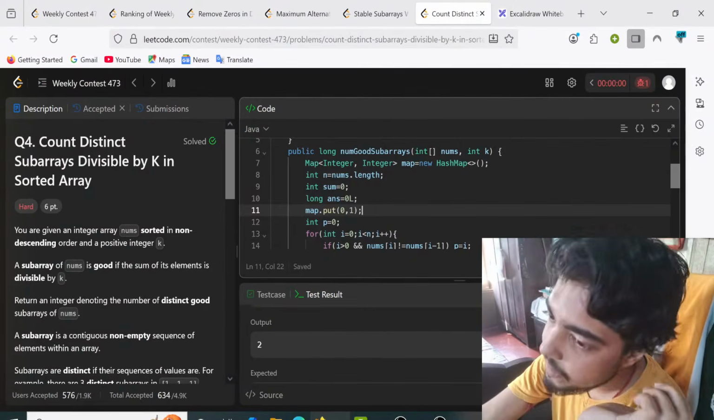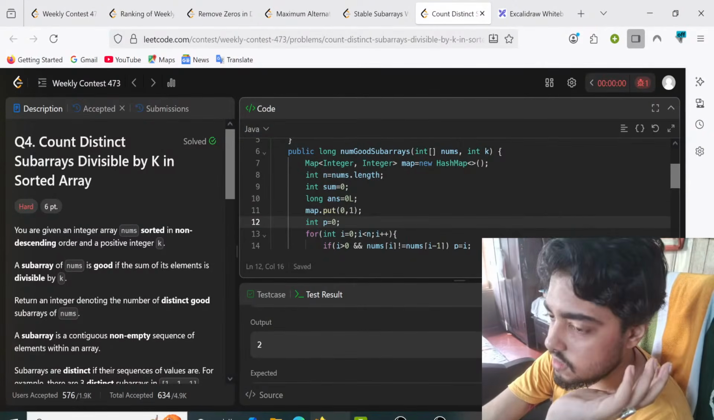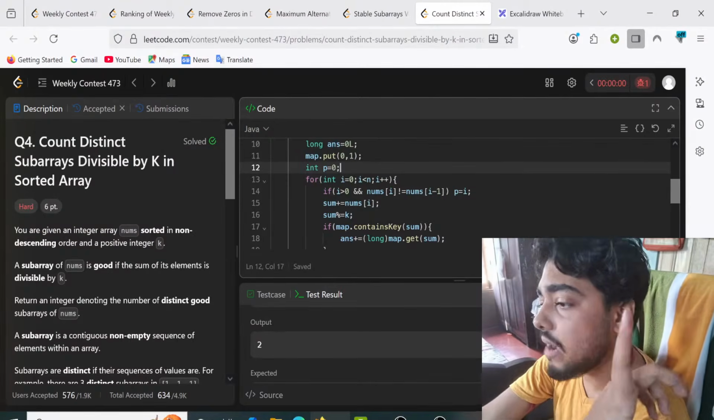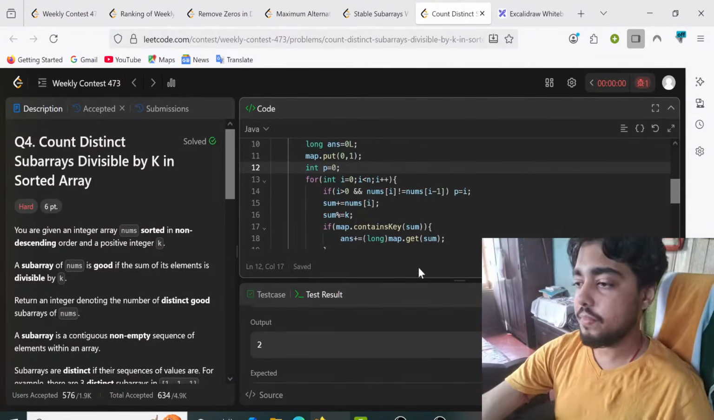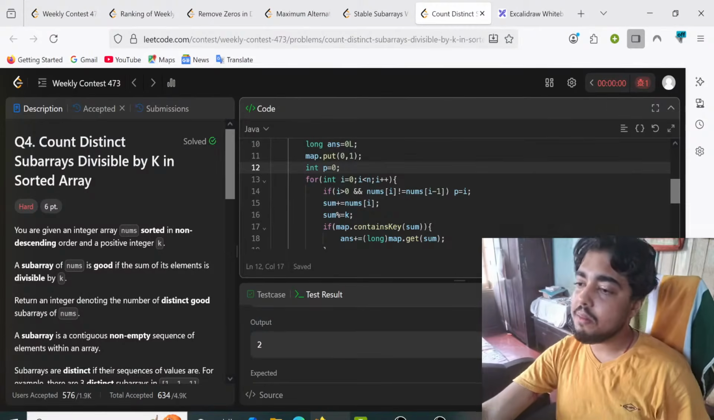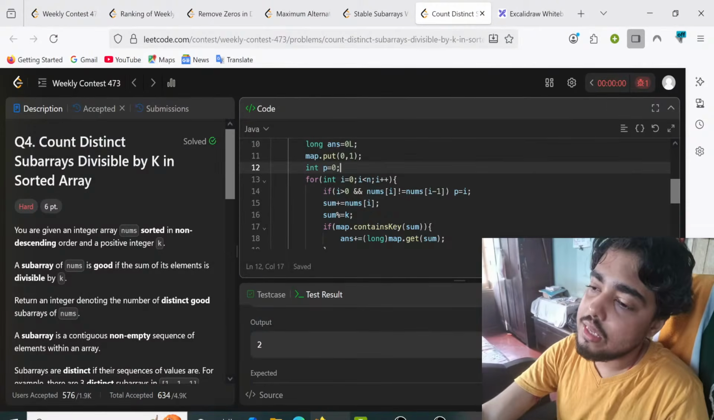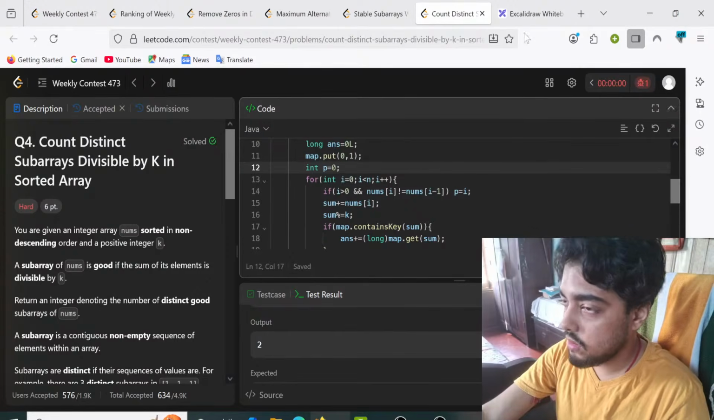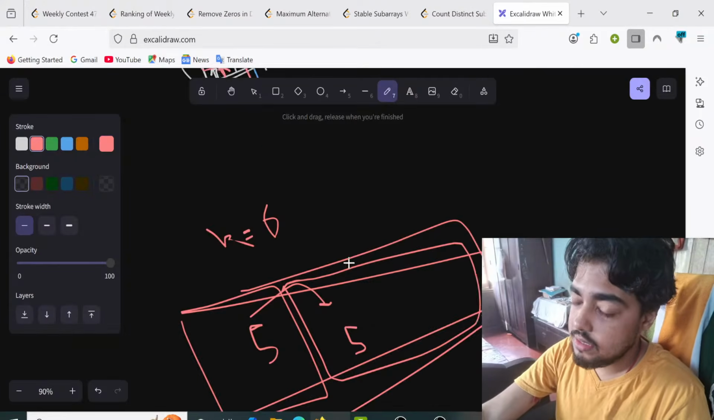Okay. P is something which is a position. For now, understand it like this. Then I am traversing throughout the whole array. And the moment I am traversing, I am checking whether that element is not equal to the previous element or not.